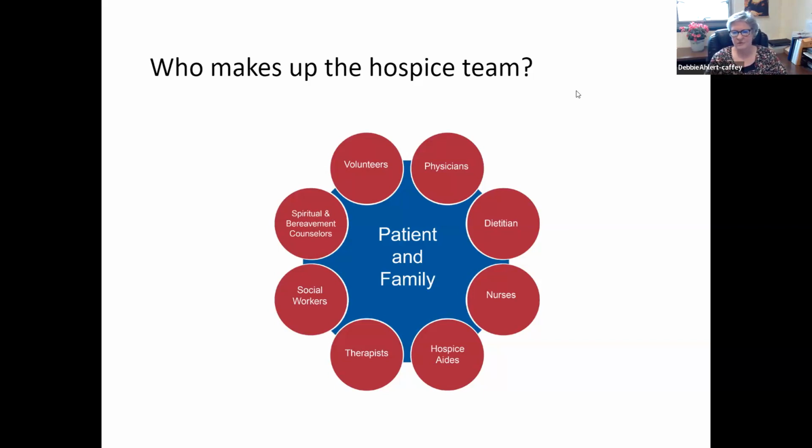We have aides that provide personal care and bathing, therapists. Occasionally somebody wants some occupational therapy or physical therapy so they can continue their strength. And we have a therapist come in and develop a home exercise program, and we can work with them with that. Social workers help with the end-of-life preparation, funeral planning, and advanced directives.